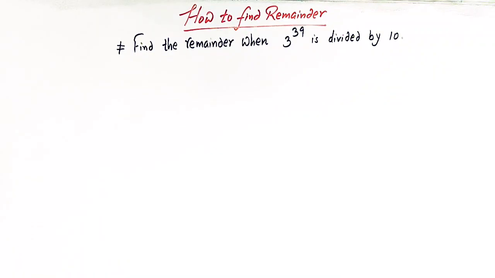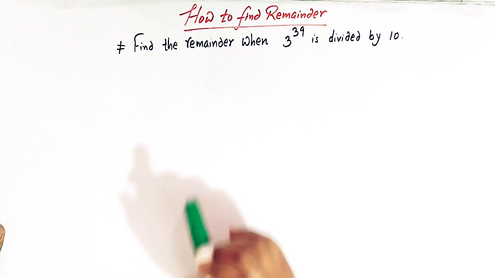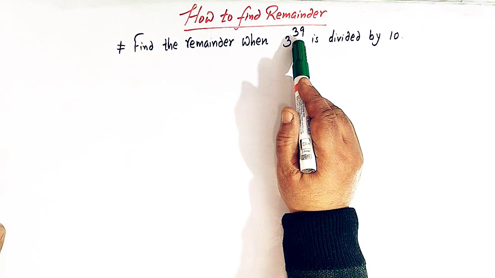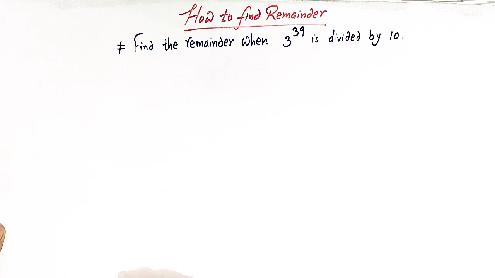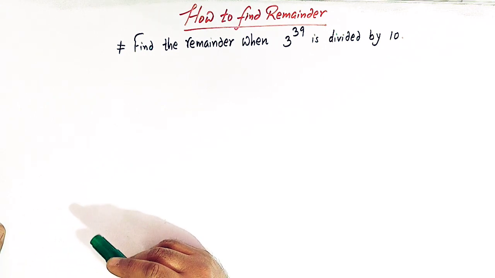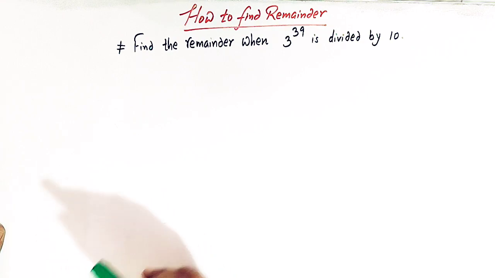Hello, viewers. In today's session, we are going to discuss some very important, conceptual, and interesting problems from the topic how to find a remainder. Here we are going to discuss some important problems. The first problem is to find the remainder when 3 raised to 39 is divided by 10. In this class we'll learn the concept of how to solve these types of problems.